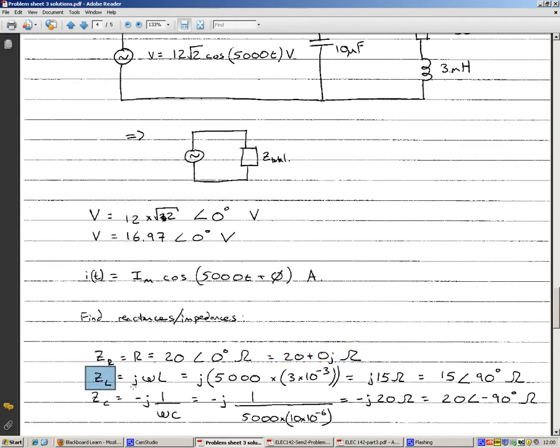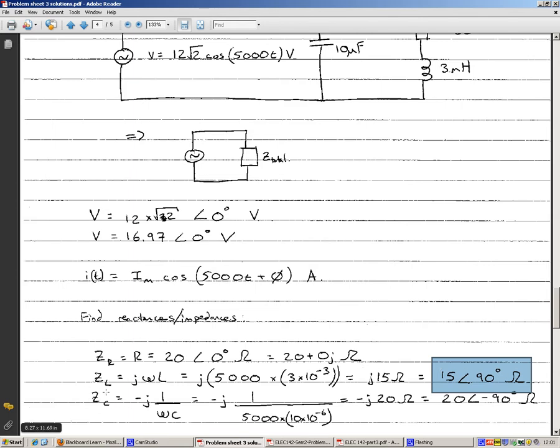For our inductor, ZL is equal to j omega L. So this is equal to omega, we had up here, that's 5000. So just put that value in there, times the value of our inductance, and that's 3 millihenries. And that becomes j15 ohms in rectangular form, which we can also present in polar form. Just put that number into your calculator, or you can just visualize it because it's just an inductor, it's quite simple. So we know in polar form this has a magnitude of 15 at an angle of 90 degrees. And that's also in ohms.